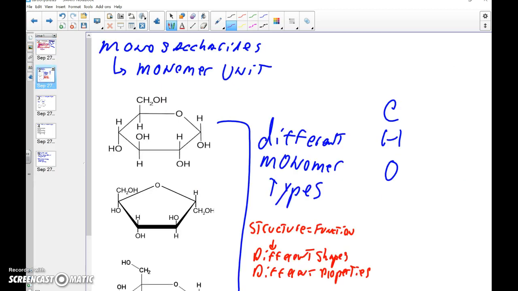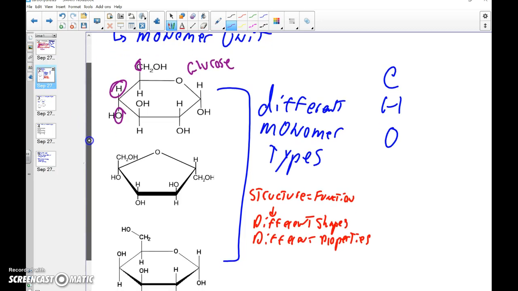So the monosaccharides, which are the monomer unit, actually come in different monomer types. This one right here is the monomer glucose. You can see that there is carbon, hydrogen, and oxygen, and that's it. That's all there ever is in carbohydrates. Down here you can see this one is the carbohydrate monomer fructose. And what's important is that you'll notice again, just carbon, hydrogen, and oxygen, but they have slightly different shapes.